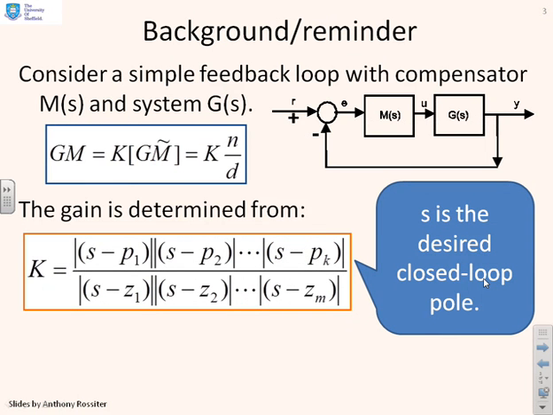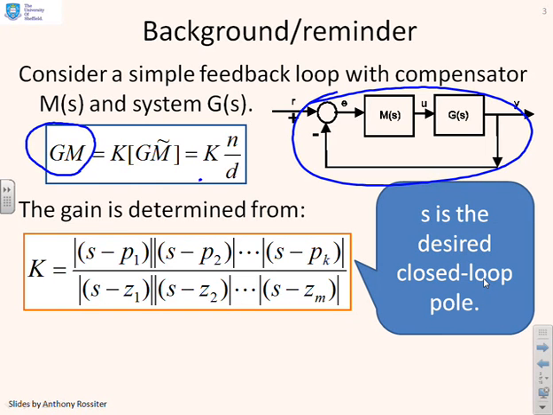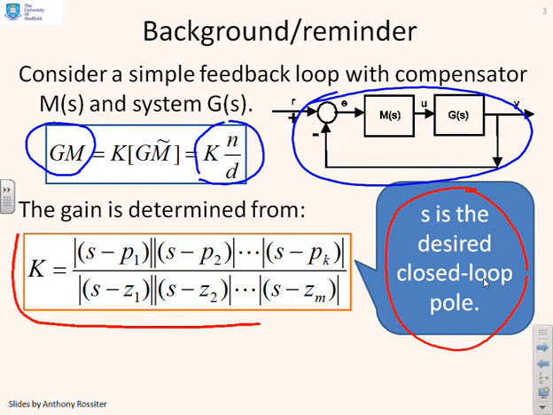Now, just a reminder of what we're doing. We've got simple feedback loops of this form here. We're going to write the compensator times the system GM as k n over d, where k has all the gain components and n over d all the dynamics. And we've shown in the previous video that if s is a desired and achievable, being a keyword, closed loop pole, then you can find the compensator gain using this formula here, which is summarized as the product of the distances from s to the open loop poles divided by the product of the distances of s to the open loop zeros.